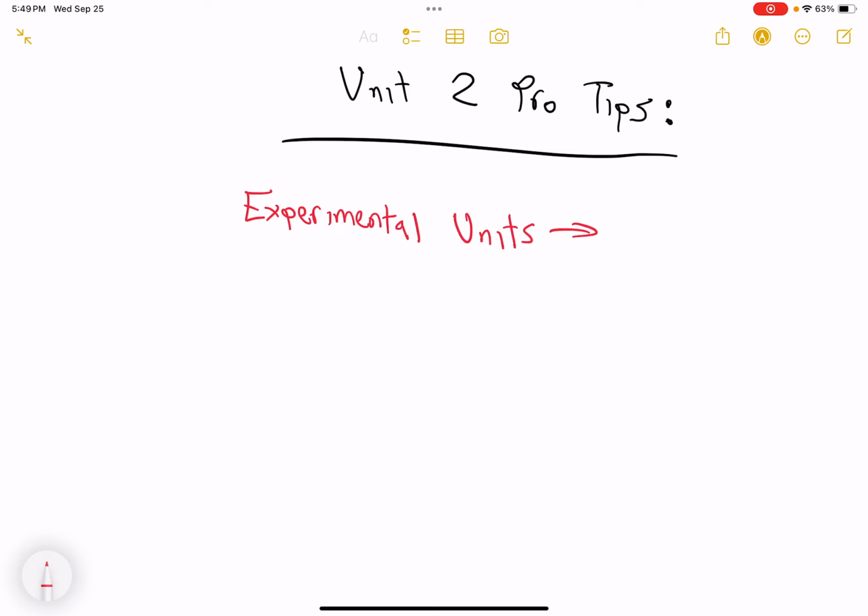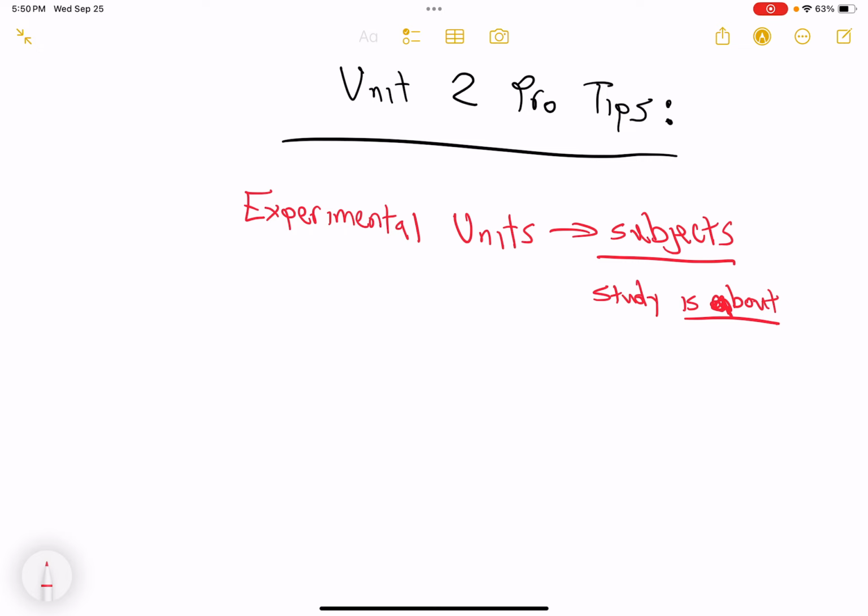You should know that the experimental units are normally called the subjects if they are people, right? You should know that they are the thing the study is about. Okay, that is the thing the study is about, the experimental units or subjects, right?